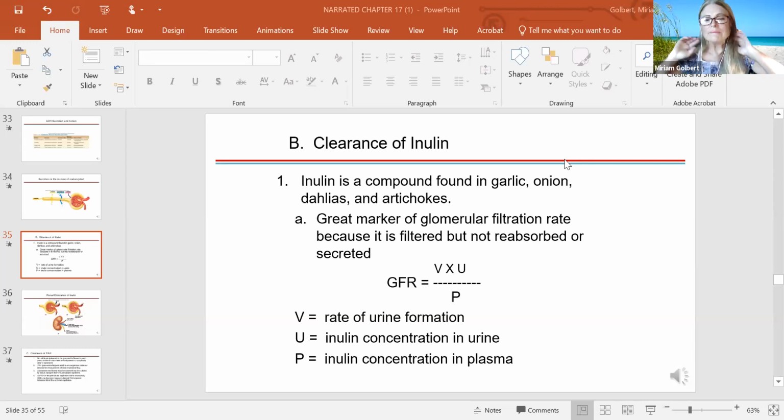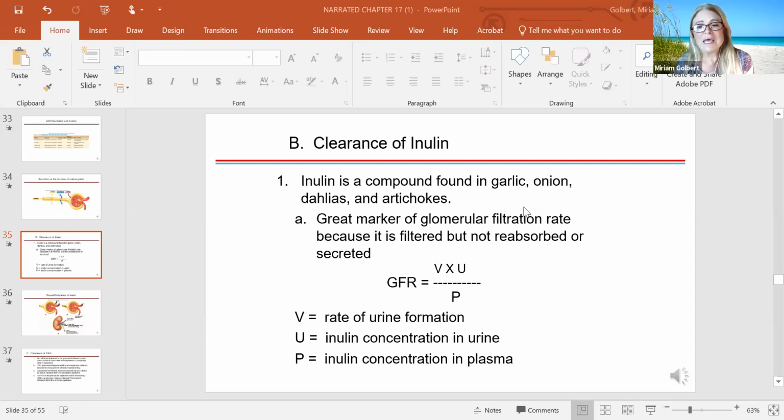All right, so there are several tests that determine the health of the kidney and how the urinary system is working. So one of them is called the clearance of inulin. Inulin is a chemical that is found in certain foods like garlic, onions, artichokes, dahlias. So it's a measurement of glomerular filtration rate. Remember that GFR is an indication of how well something is being cleared from the blood by the kidney. So inulin is good to check because it's something that is natural and is not reabsorbed or secreted, meaning that if it's filtered, it's just going to show up in urine.